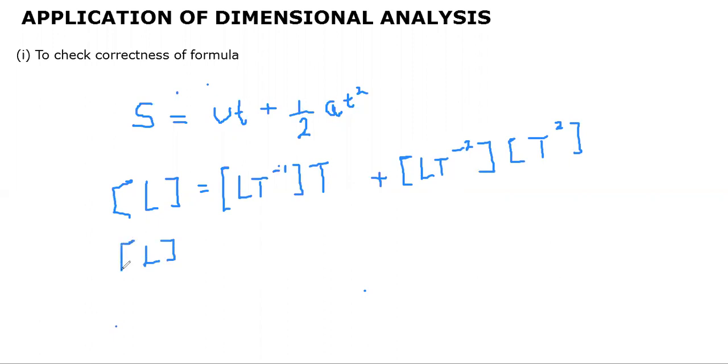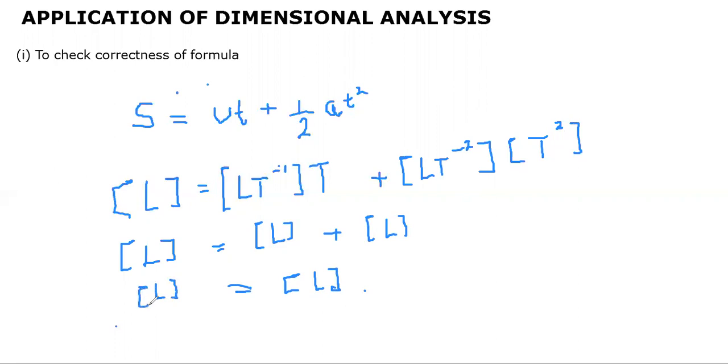Now if you solve here, what do you get? This T minus 1 and this T cancel out each other. That is L, plus T minus 2 and T square cancel again. That is again L. And L plus L would give you L only. As I told you, in dimension, the mathematical rule does not apply, that is x plus x gives 2x. No, we have L plus L equal to L only.